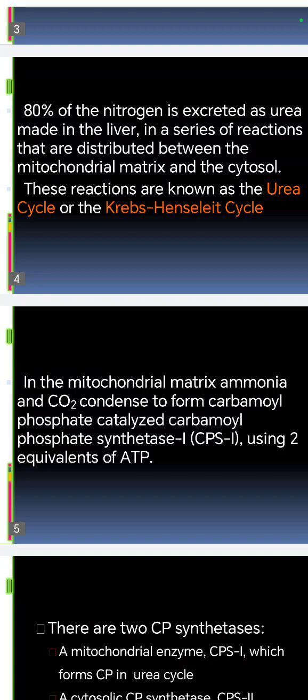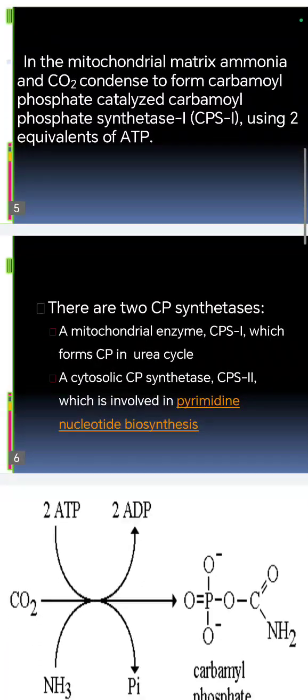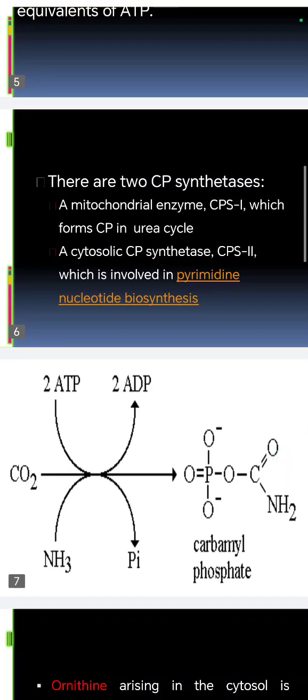synthetase 1. Focus on this enzyme. The enzyme is called carbamoyl phosphate synthetase 1. This enzyme uses two equivalents of ATP. You can see in the diagram there the formation of the carbamoyl phosphate. The formation of the carbamoyl phosphate is by using two ATP molecules, and there is a liberation of 2 ADP.